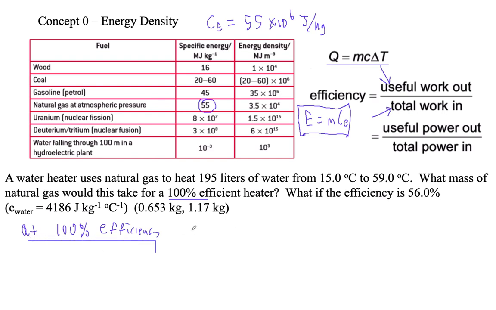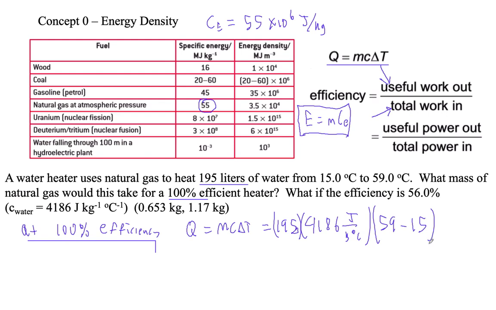Well, the energy we need is just going to be the heat, right? And the heat is mCΔT. So that's going to be 195 kilograms, because a liter is a kilogram, times 4186. And this is joules to raise 1 kilogram 1 degree Celsius. But we're not raising 1 kilogram, we're raising 195. And we're not raising it 1 degree Celsius, we're raising it 44 degrees Celsius.